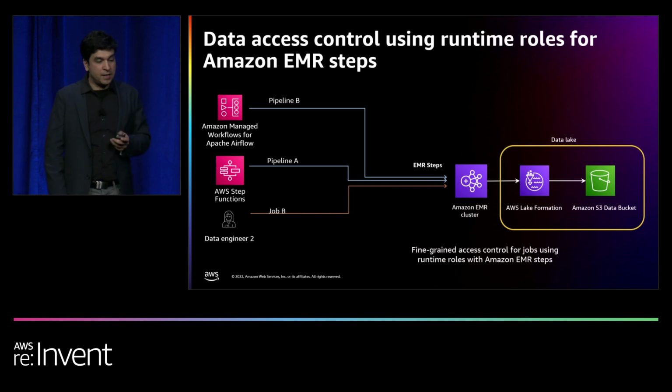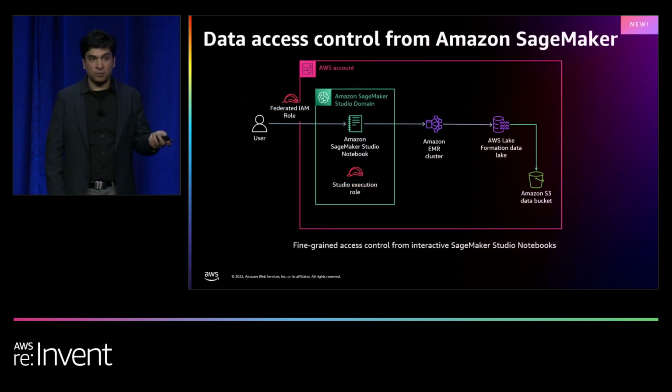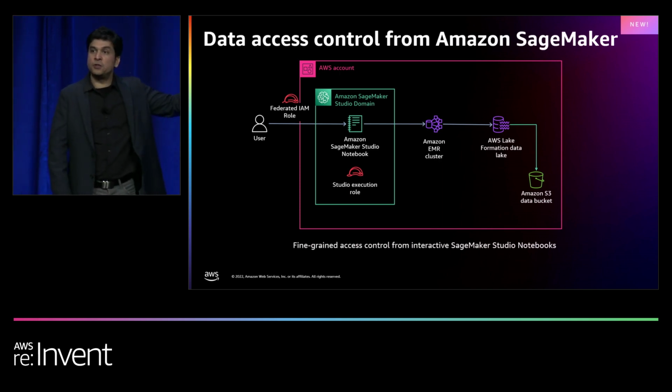And this same concept is also extended to SageMaker Studio for interactive use cases. So a user in SageMaker Studio can specify a Studio execution role, and that is then pushed down to EMR. EMR will use that role in Lake Formation, and based on the rules, each data scientist working on a notebook will have a different permission profile.